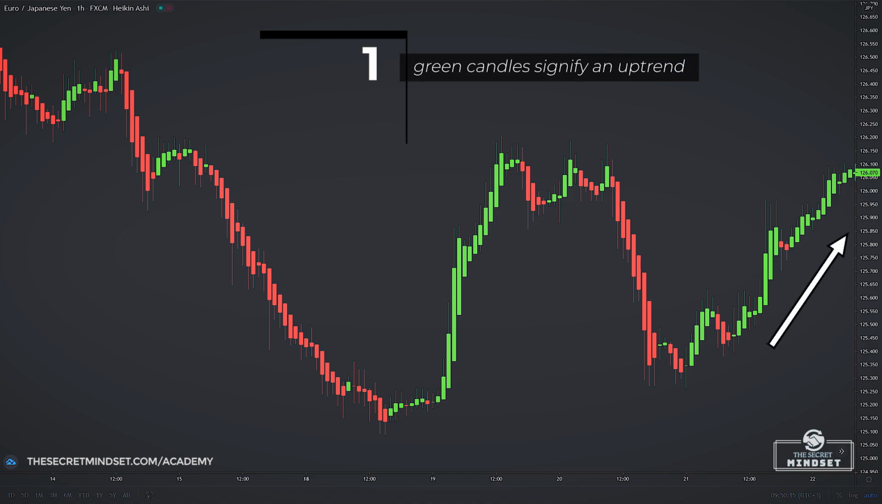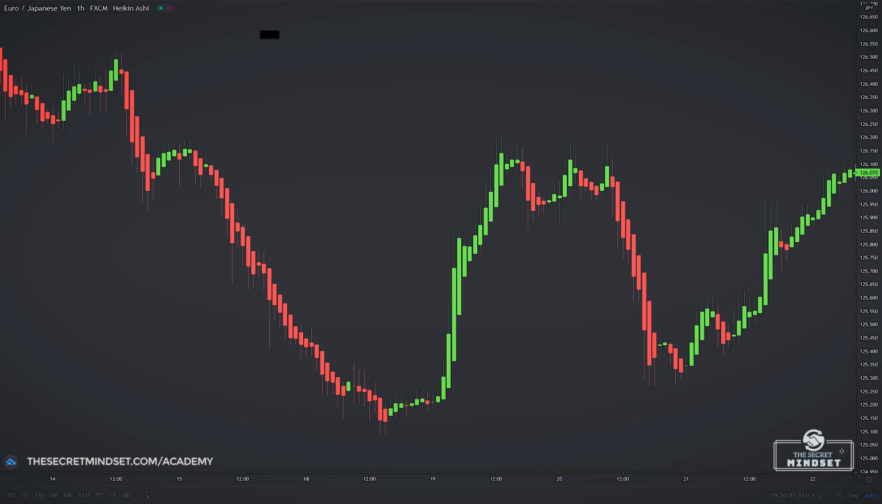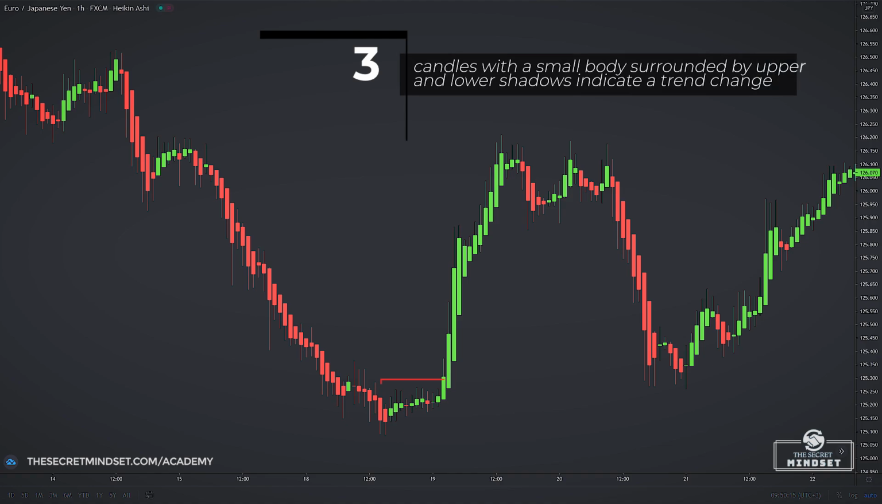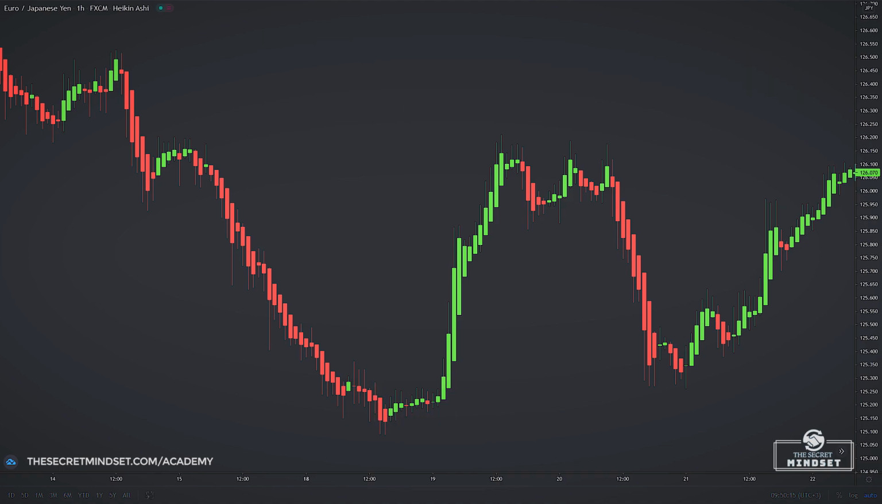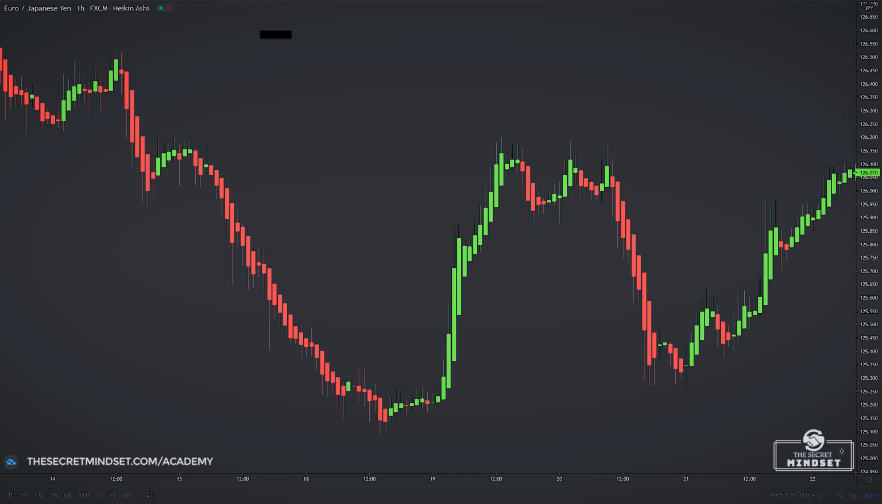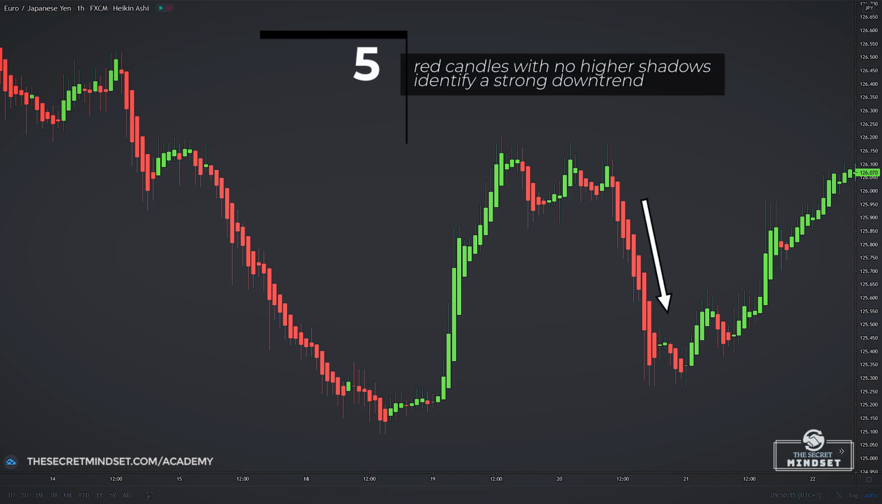Green candles signify an uptrend. Green candles with no lower shadows indicate a strong uptrend. Candles with a small body surrounded by upper and lower shadows indicate a trend change. Red candles indicate a downtrend. And red candles with no higher shadows identify a strong downtrend.